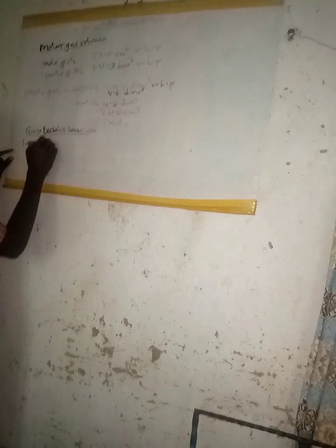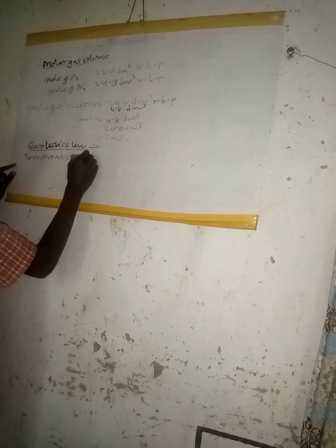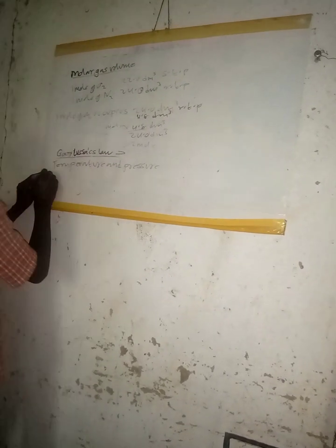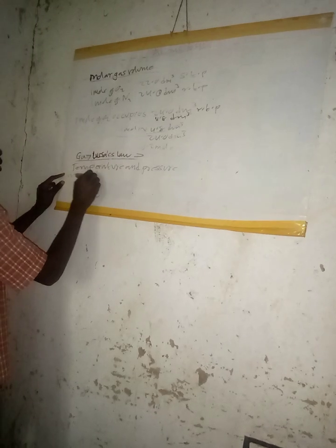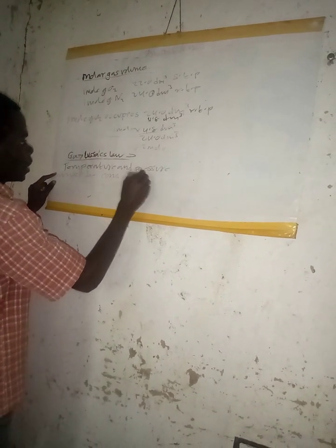Temperature and pressure must be constant in Gay-Lussac's law. So let us look at an example involving Gay-Lussac's law.